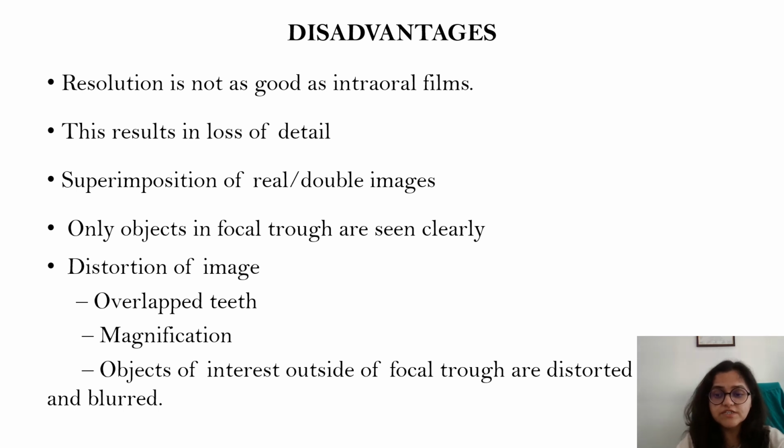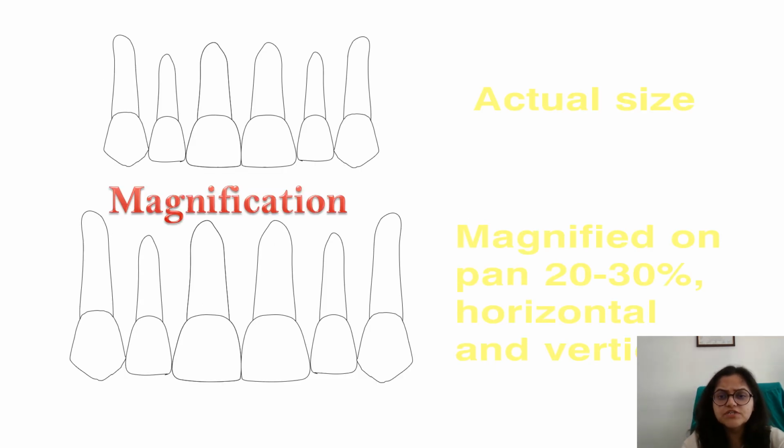If we talk about the disadvantages of OPG, the resolution is not as good as intraoral radiographic film. This results in loss of detail, superimposition of real and double images, and only objects in the focal trough can be seen clearly. There is distortion of the images, overlapping of the teeth, and magnification of the teeth. Objects of interest outside the focal trough are distorted and blurred. This is a small figure presenting the actual size of the tooth surface, which is magnified in the OPG by 20 to 30% horizontally and vertically.